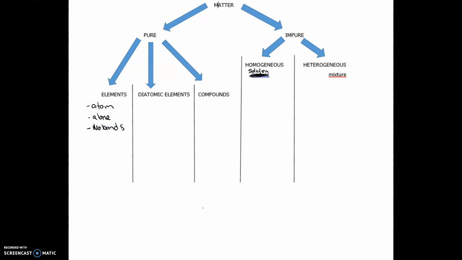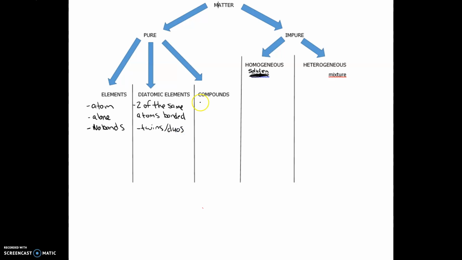For a diatomic element, this is two of the same atoms bonded. Okay, these guys are the twins. They're the duos.